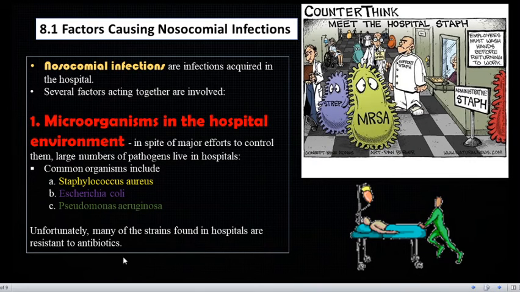Unfortunately, many of the strains found in the hospitals are resistant to antibiotics. Bakit? Because most of them are actually, they call these opportunistic microorganisms. Kasi nanggaling nga sila sa mga patients with weakened immune system. Okay, so karamihan sa kanila hindi nagagamot ng antibiotics such as your Escherichia coli and Pseudomonas aeruginosa. Okay, next.